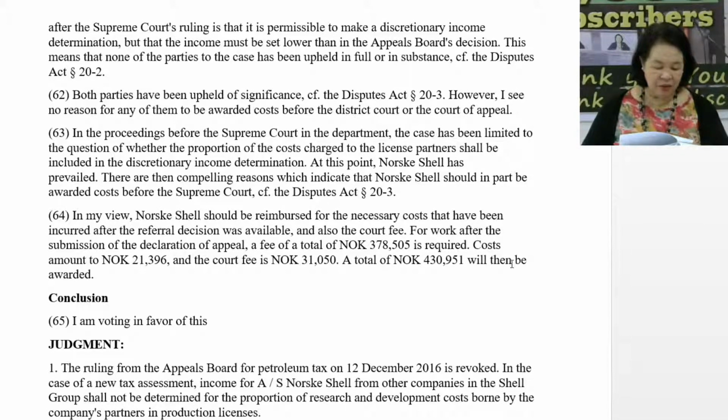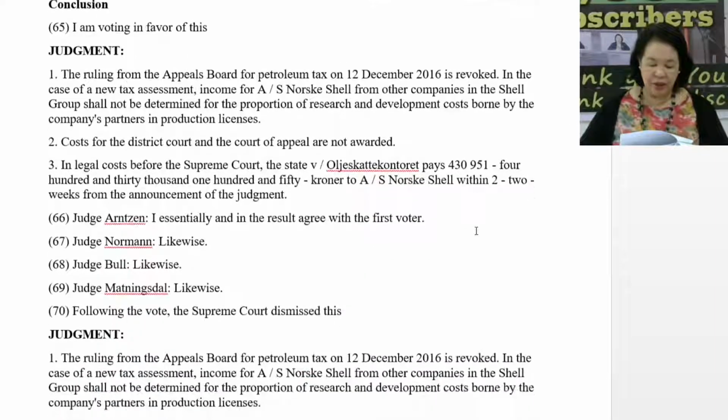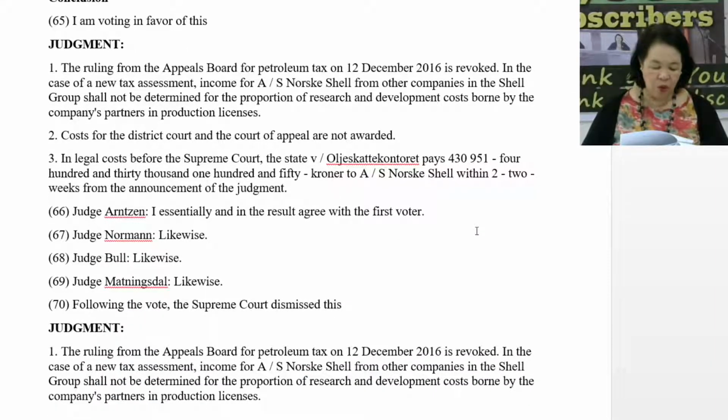So, sa ano sabi niya dito, I am voting in favor of this, sabi ng judge. So, the judgment, the ruling from the Appeals Board for Petroleum Tax on 12 December 2016 is revoked. Kasi panalo dito ang tax authority. So, pagdating na sa Supreme Court, panalo na yung Shell. Is revoked. In the case of a new tax assessment, income for Norske Shell from other companies in the Shell Group shall not be determined for the proportion of research and development cost borne by the company's partners in production licenses. Cost for the District Court and the Court of Appeal are not awarded.